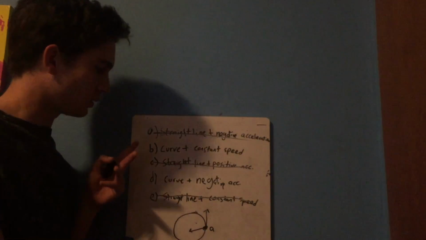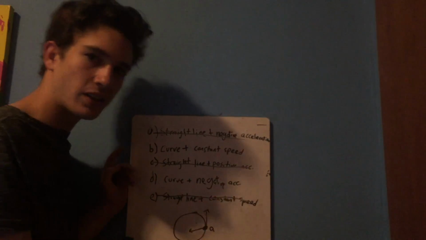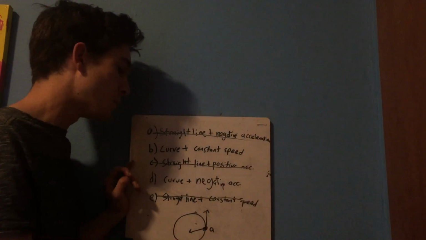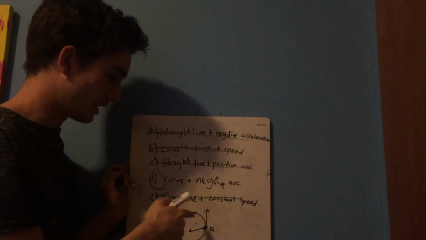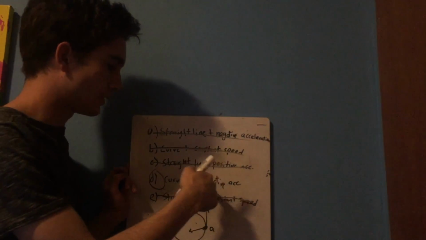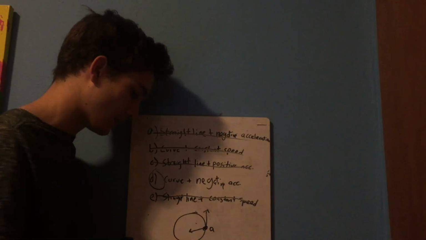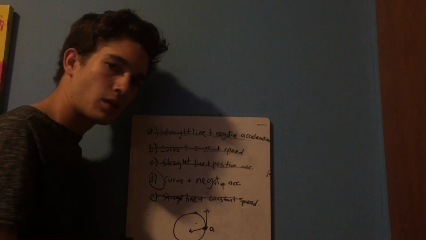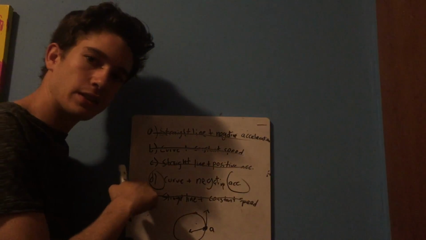That leaves us only with two options, and because it's experiencing an acceleration, a tangential acceleration, but an acceleration whatsoever, it can't be going at a constant speed. So we're only left with option D, which says that it's moving in a curve and a negative acceleration. We don't really know if the acceleration is positive or negative given the information in the problem, but we do know that it is an acceleration, and therefore it is letter D.